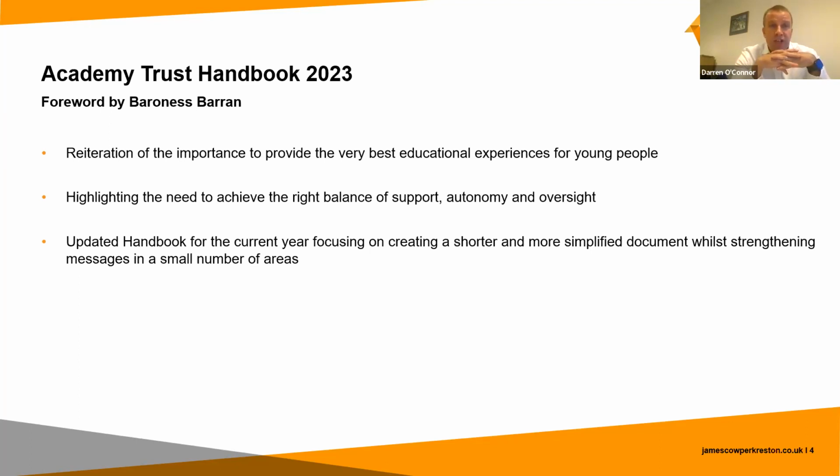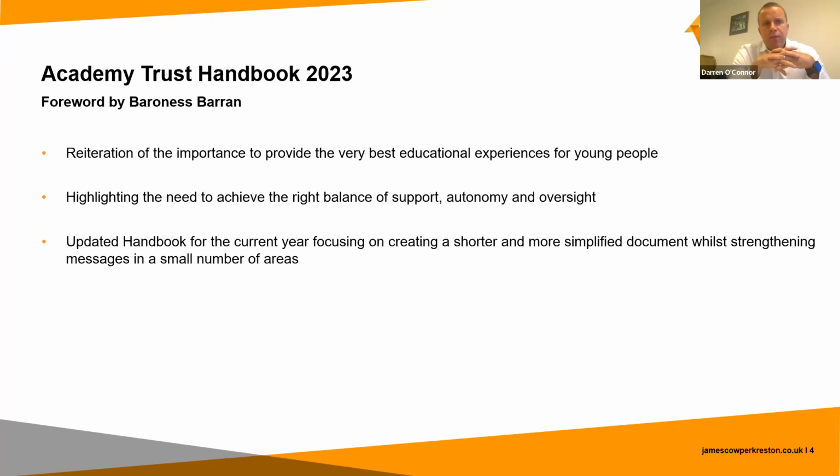So what were the messages put across as part of this summary? Well, the reiteration of the importance of the very best education experiences. A number of places they mention collaboration, working with steering groups and so on, which at James Cooper Creston we are part of. And it also goes on to talk about the right balance and support of autonomy and oversight, which academies have always toyed with, is the idea that you do have a lot of autonomy, but there clearly has to be some oversight too.